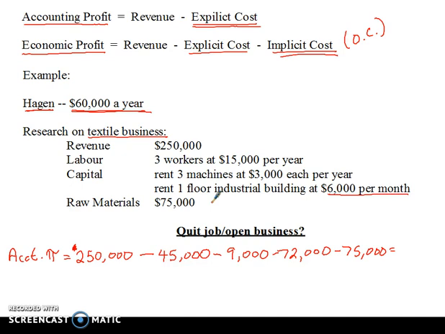And after I do all that, I get an accounting profit of $49,000. Now, I could do a quick check here and I could say, all right, $49,000, that's less than the current $60,000 a year I'm making, so I'm not going to do it. I'm going to continue in my current job.